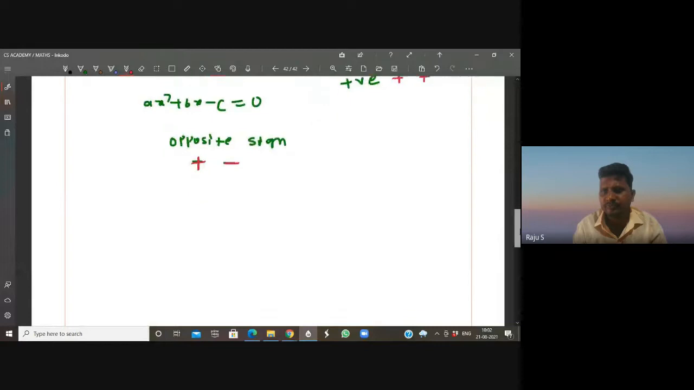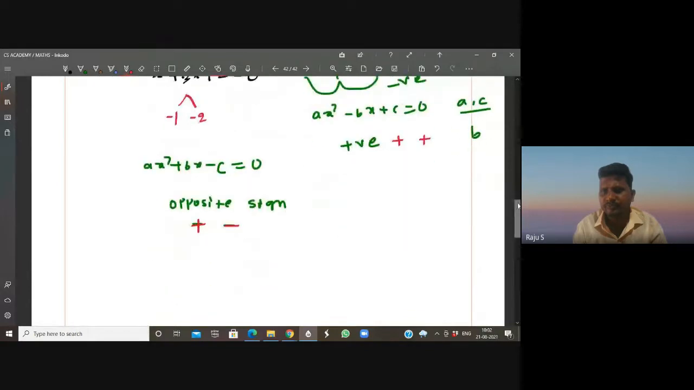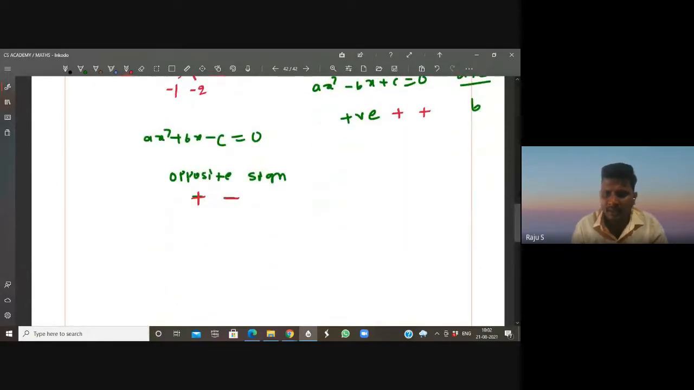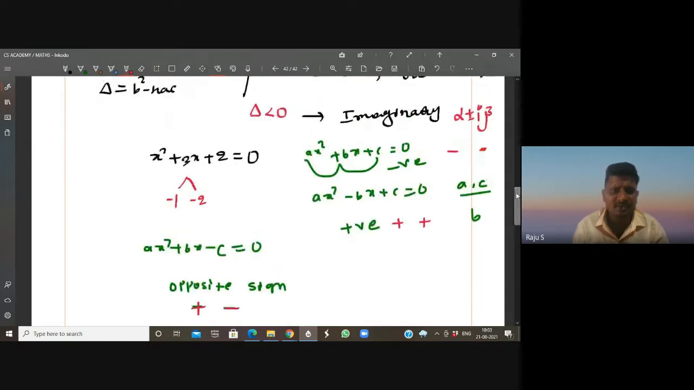Some shortcut methods are there when they ask, for example, if the options are: both roots are positive, both roots are negative, one root is positive, one root is negative. In such cases, you just have to check the sign of A, B and C.